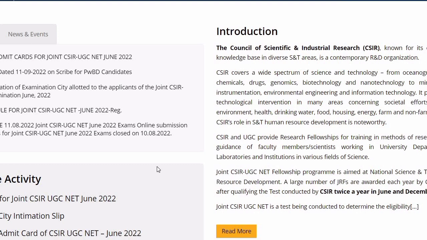This video will cover how many students will get JRF and how many will get lectureship in the joint CSIR UGC NET examination June 2022. This session will be very helpful for students who do not know how many students will be awarded, what the actual number is, and what the percentage is. So stay connected, guys, and let us start this video.